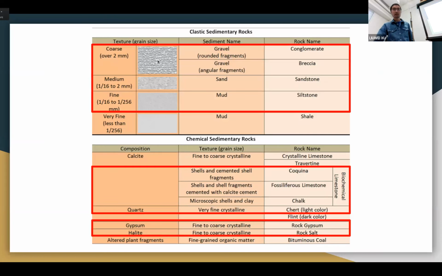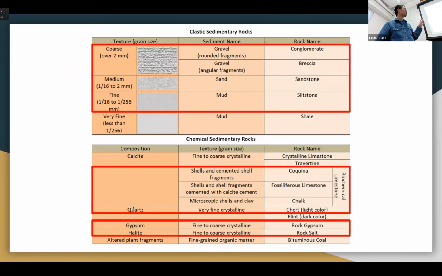So today, in total, we have 10 sedimentary rocks. On the upper table, we have 4. On the lower table, we have 6. So I will teach you how to identify them. You should first observe the texture, the appearance of the rock. If this rock looks like halite, or it looks like gypsum, then we call it rock salt or rock gypsum, depending on the component.